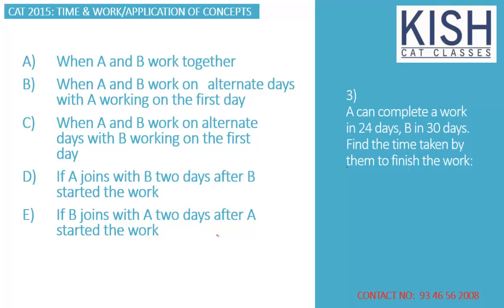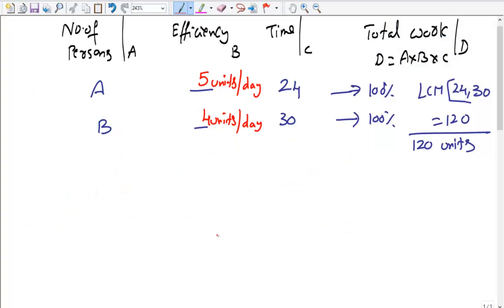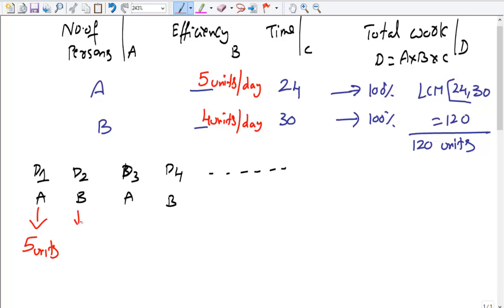When A and B work on alternate days, with A working on the first day. So on day 1, the turn is A, day 2, it's B, day number 3, it's A, day number 4, it's B, and so on until they finish the work. Now on day 1, since A is working, he finished 5 units. On day 2, since B is working, he finished 4 units. Now again it's A's turn on day 3, and then on day 4 it's B.